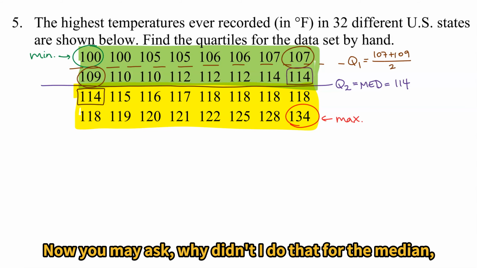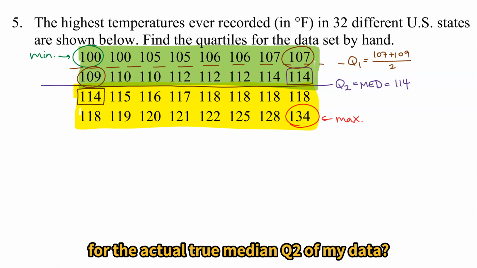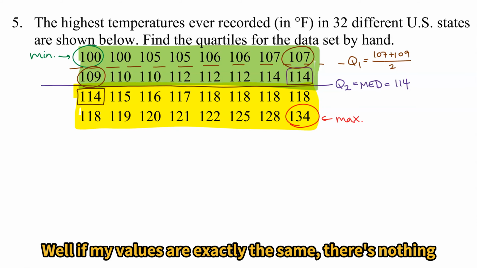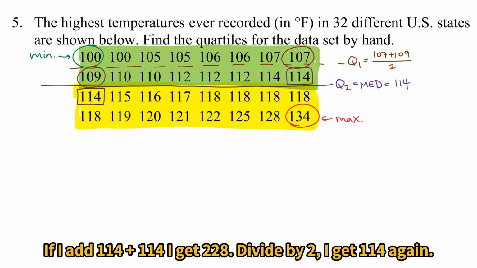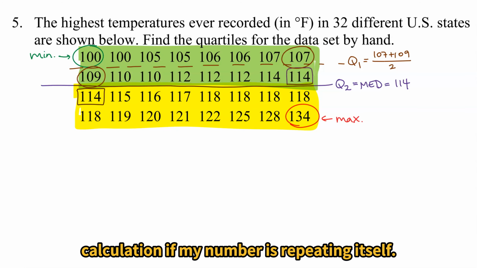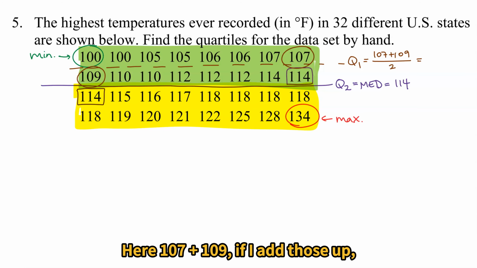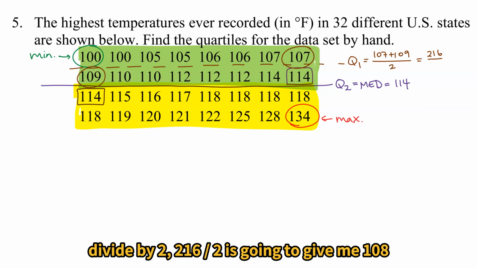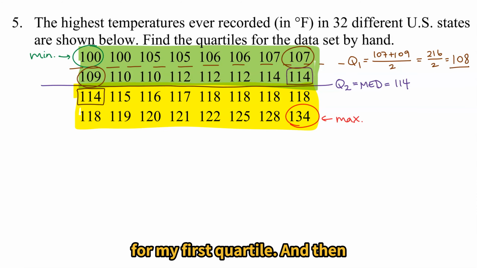Now you may ask, why didn't I do that for the median, for the actual true median Q2 of my data? Well, if my values are exactly the same, there's nothing to find in the middle. If I add 114 plus 114, I get 228. Divide by 2, I'm going to get 114 again. So I didn't need to do that calculation if my number is repeating itself. Here, 107 plus 109, if I add those up, divide by 2, 216 divided by 2 is going to give me 108 for my first quartile.